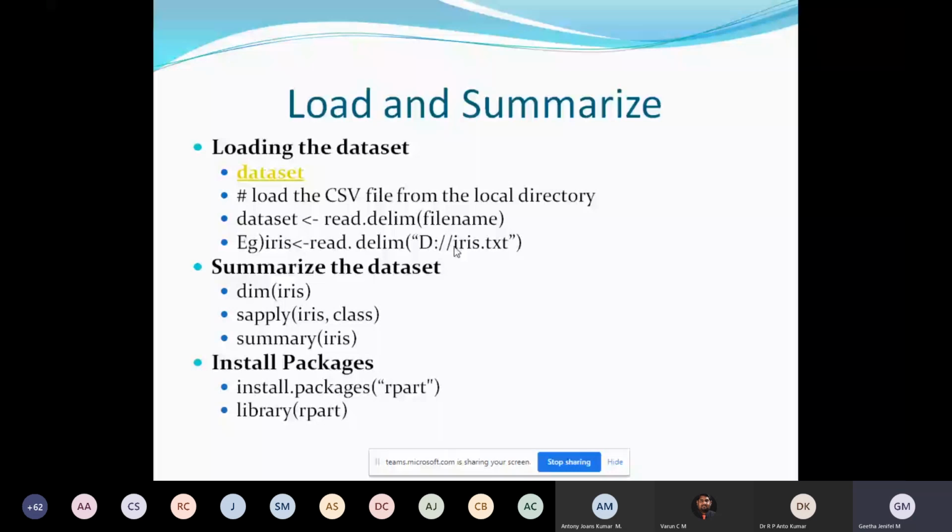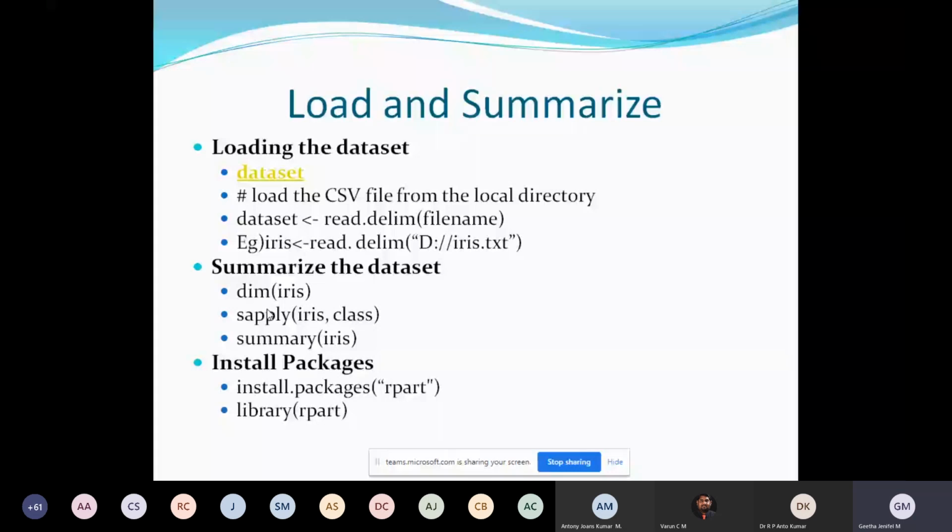The next step is to summarize the data set, that means taking a look at the data. What is the dimension of the data set? We want to know the dimension, so we use the command dim. The argument is the data set, iris. Here the data set has 120 instances and 5 attributes.